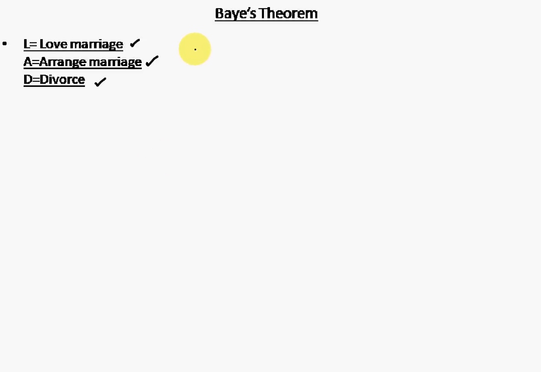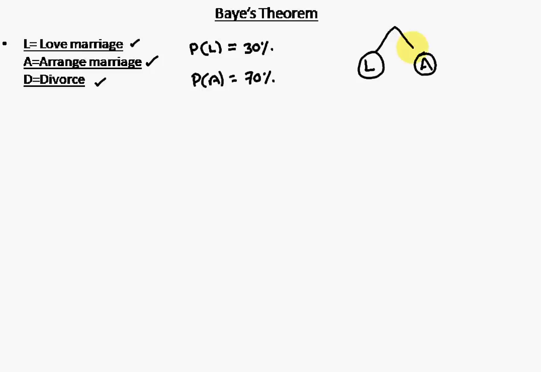Here in Bayes' theorem concept, what data is he going to provide? He is going to give the probability of love marriages, probability of L. Let us consider 30%. The probability of arranged marriages, let us consider to be 70%. In society you come across love marriages and arranged marriages, and automatically in this society you also come across the concept of divorce.